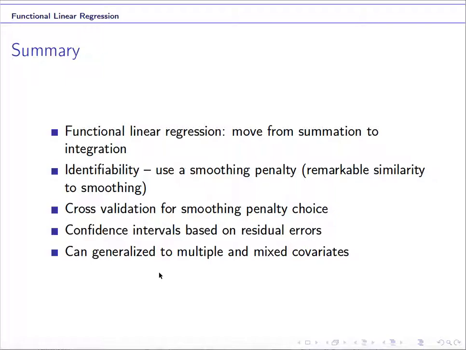To choose the optimal values for the smoothing parameters, we can use cross-validation like we did before, and we can also obtain the confidence interval for beta of t. Also, this can be generalized to multiple or mixed covariates. Okay, any questions?